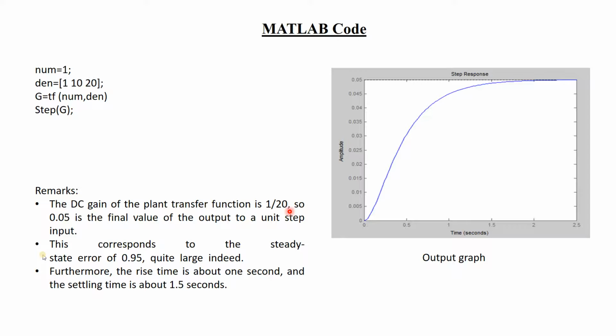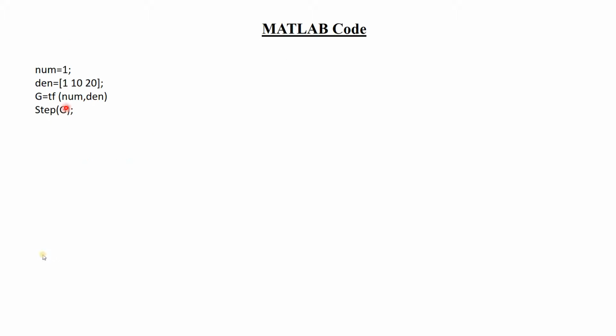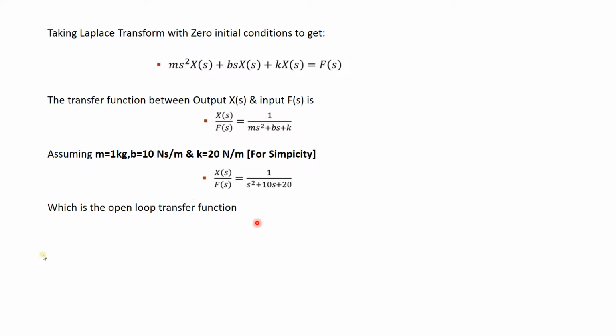Okay, so the remark is that the DC gain of the plant transfer function is 1 by 20. So 0.05 is the final value of the output to a unit step. Now what we are actually doing, this is the code of what we are doing. You see, the code is the step function. That means, if I simplify, this is the transfer function, this is the system which you are putting.